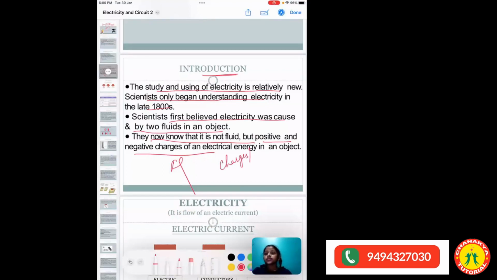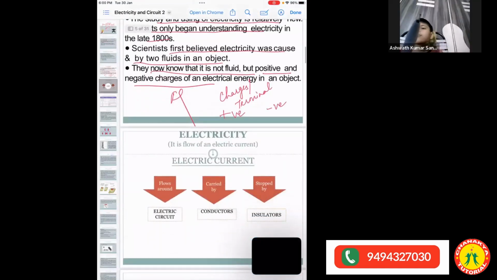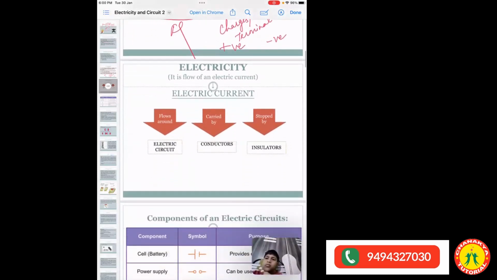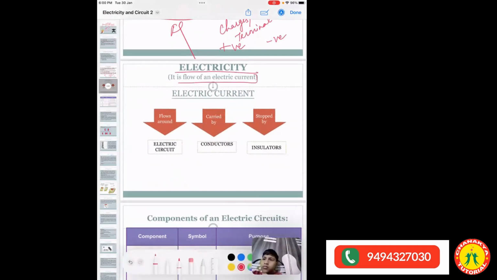Two kinds of terminals are there: positive terminal and negative terminal. If electricity is to be generated, it should have an electric circuit, and because of that, two types of terminals should be there, positive and negative. Now, what is electricity? It is the flow of an electric current.